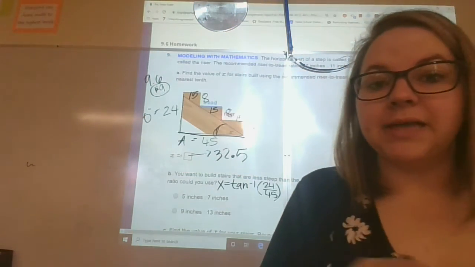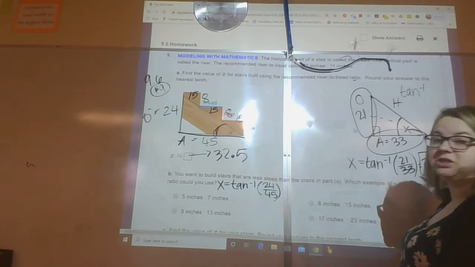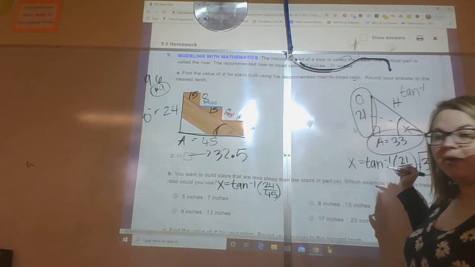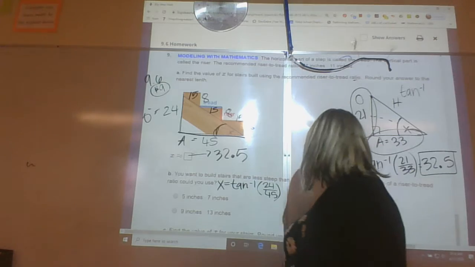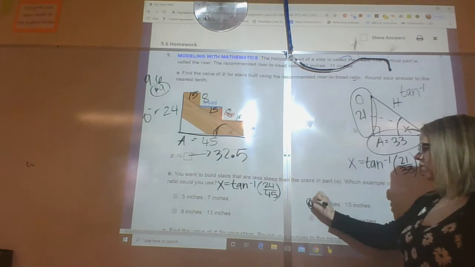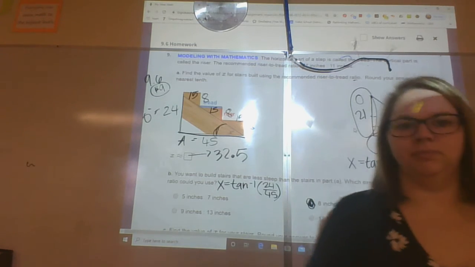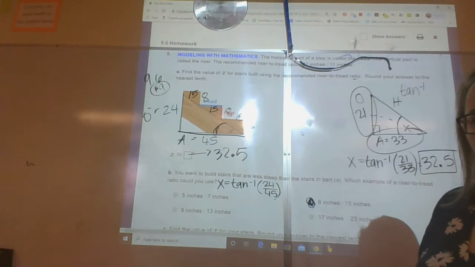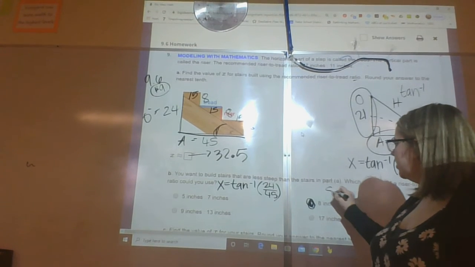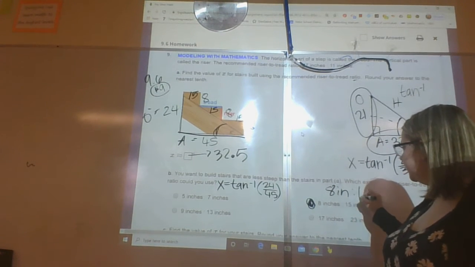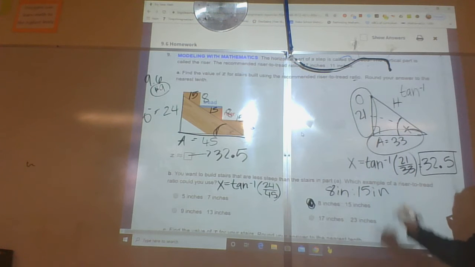So that angle is less than 32.5. So that would be right. This one right here would be the correct one. So let me clarify, the one that I marked is the 8 inches, 15 inches one. That is the correct answer.